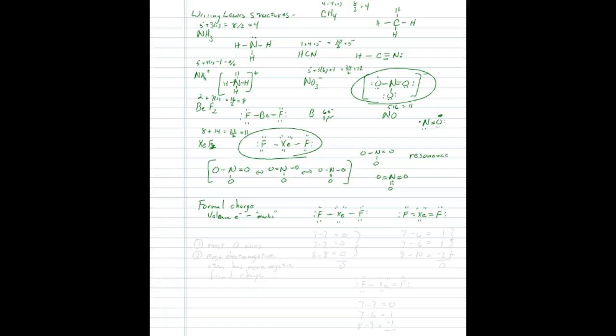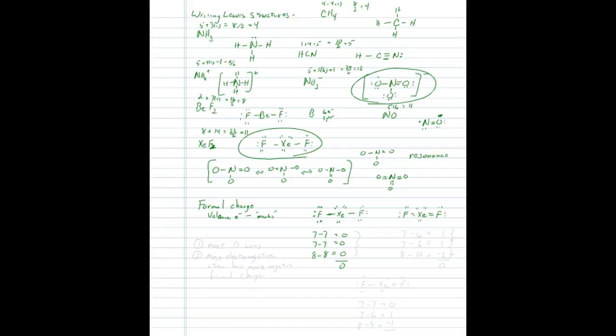Fluorine has a valence of 7, and there are 1, 2, 3, 4, 5, 6, 7. So 7 minus 7. There's another fluorine over here, exactly the same, so 7 minus 7. And the xenon has 8 valence electrons minus 1, 2, 3, 4, 5, 6, 7, 8. 8 minus 8. And the total charge on the thing is 0. If it was a polyatomic ion, like a -1 charge, you'd end up with a -1 total.